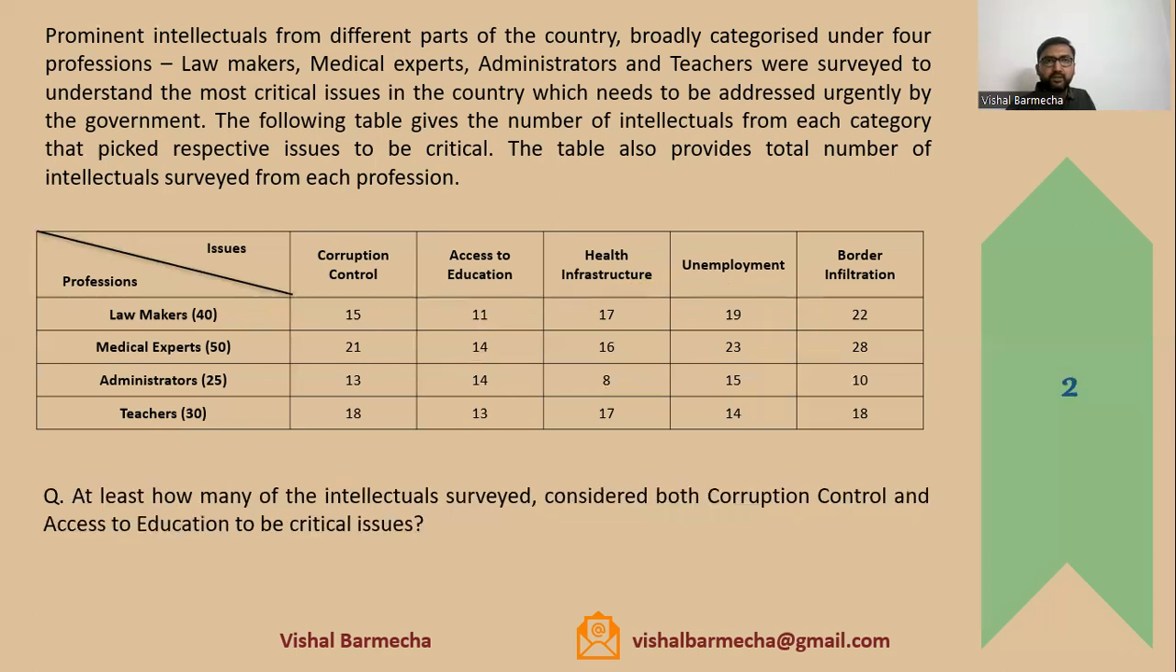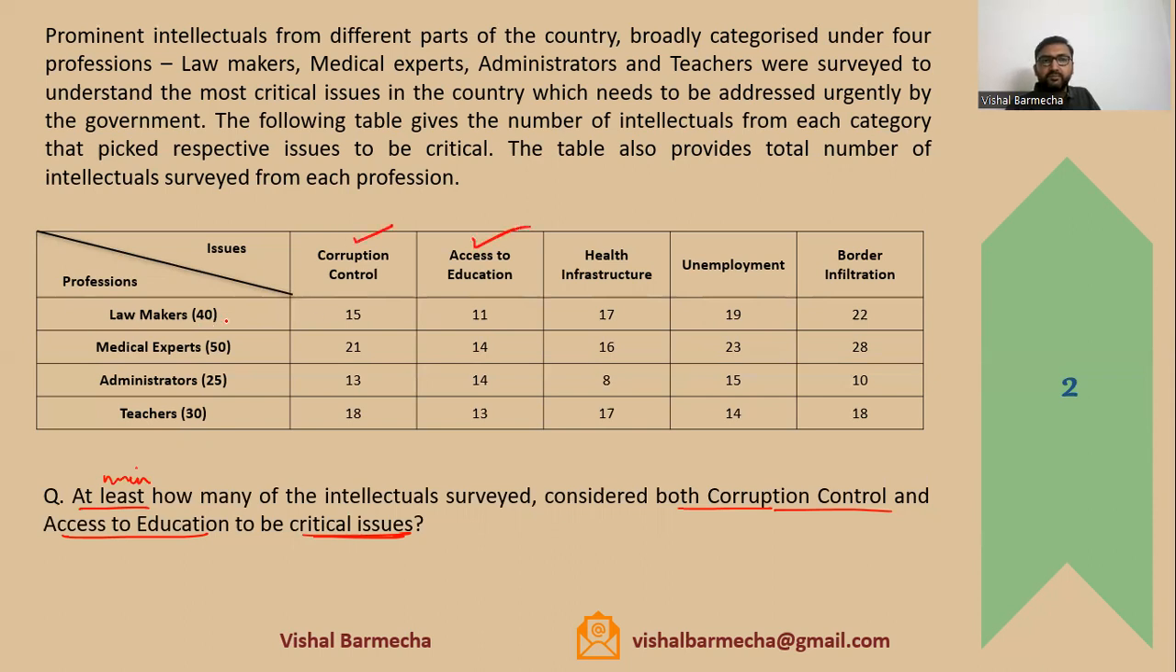अब आगे बढ़ते हैं. Let's look at the second question. At least, तो at least मतलब आप मुझे कुछ minimize करना है, right? तो minimize something. At least how many of the intellectuals surveyed considered both corruption control and access to education to be critical issues? That would mean जितने लोग corruption को critical समझ रहे हैं, I would try, again I cannot ensure, but I would try कि वो same लोग access to education को critical नहीं समझ रहे हैं, and vice versa. So let us look at these two columns.